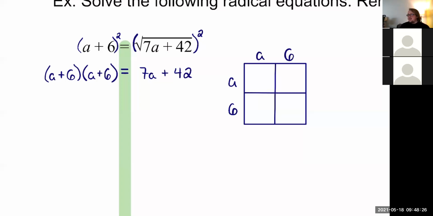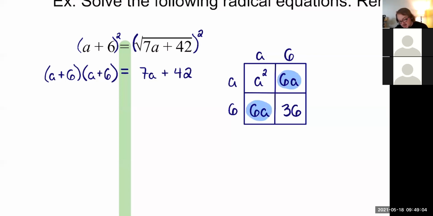And then one at a time to fill each square, I just multiply the row by column. So starting in the top left corner, a times a is a squared. Going to the right, a times 6. Next row, 6 times a. And the last one, 6 times 6. Now here's what I liked about the box. That diagonal usually contained like terms.